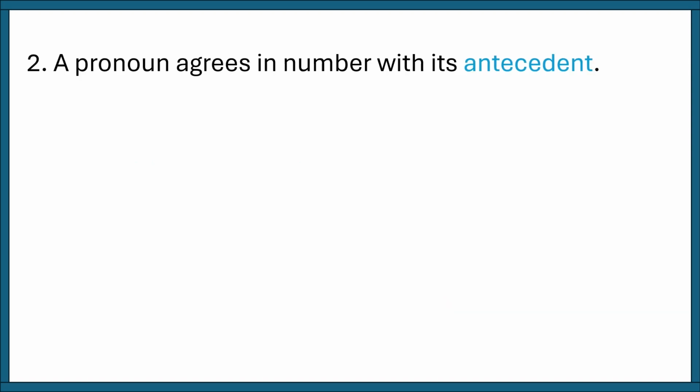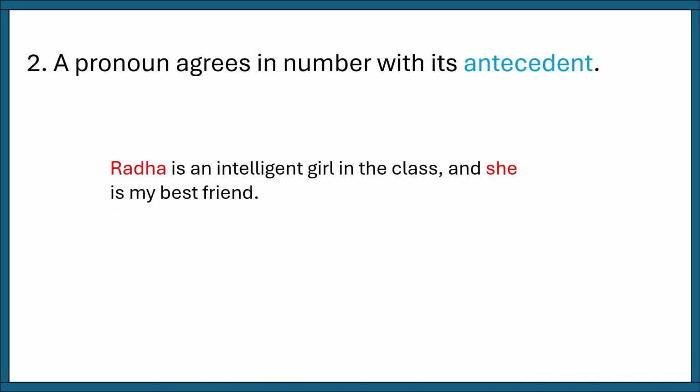Look at rule number 2. A pronoun agrees in number with its antecedent. Do you know what is called an antecedent? Look at the sentence below. Radha is an intelligent girl in the class and she is my best friend. Now imagine Radha is your friend. You are talking about Radha. So when you started talking about Radha, you mentioned her name. Okay? But in the second part of the sentence, you didn't mention her name. You mentioned she as a pronoun. So in this sentence, the pronoun is she and its antecedent is Radha. Okay? I hope you understand.